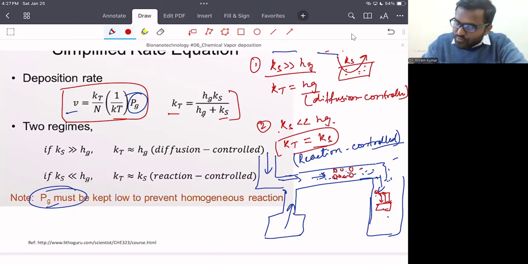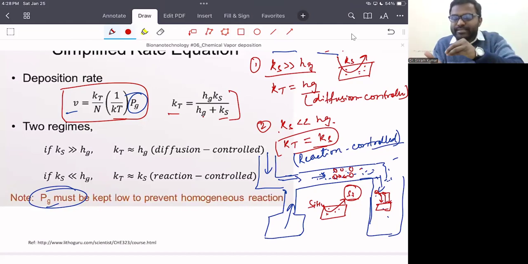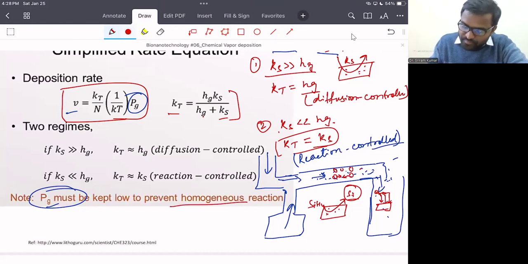Heterogeneous reactions means we have a surface, and we want the precursor to be adsorbed on the surface, and if we apply temperature, it should decompose and form that nanoparticle, maybe a silicon nanoparticle here. So we need such a heterogeneous system. Gaseous molecules should decompose on this solid surface. We don't need homogeneous reactions.